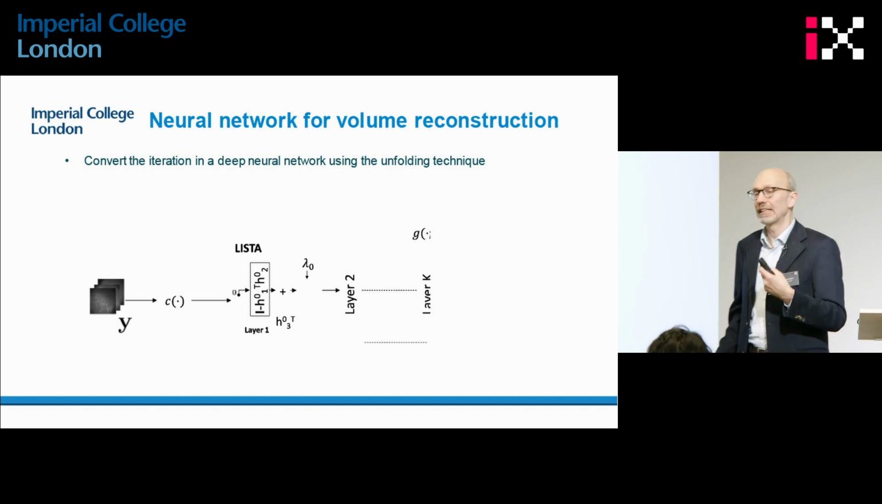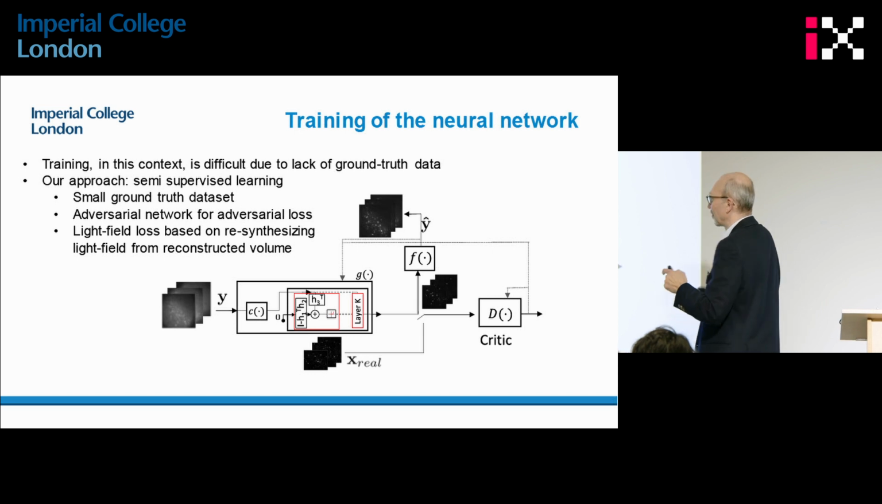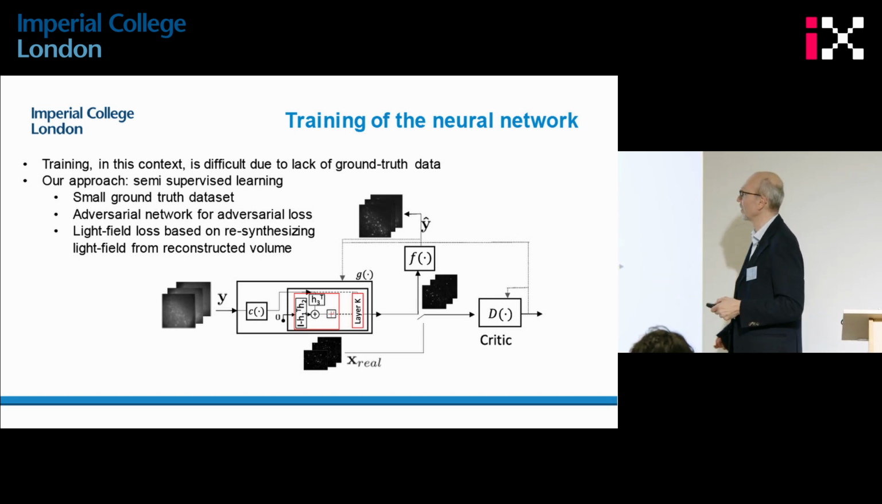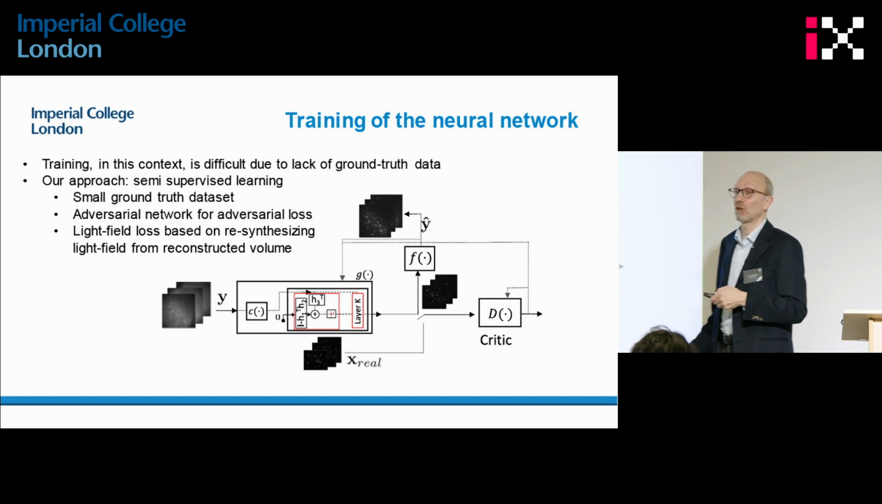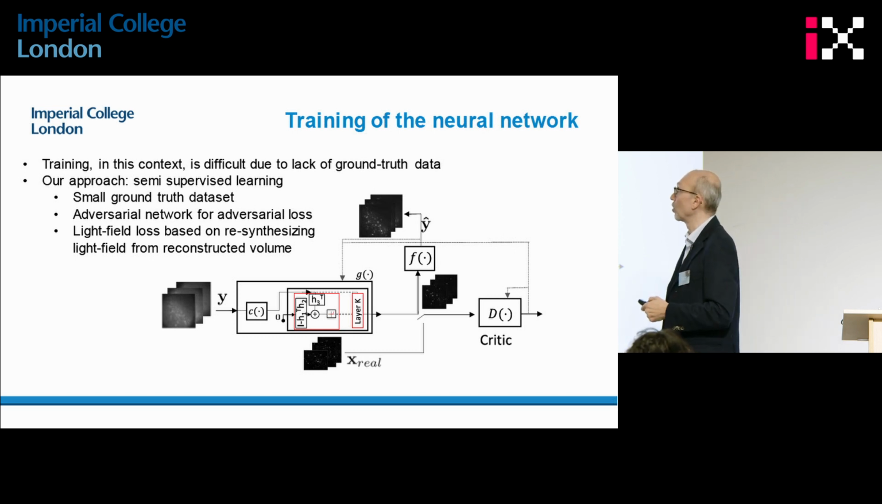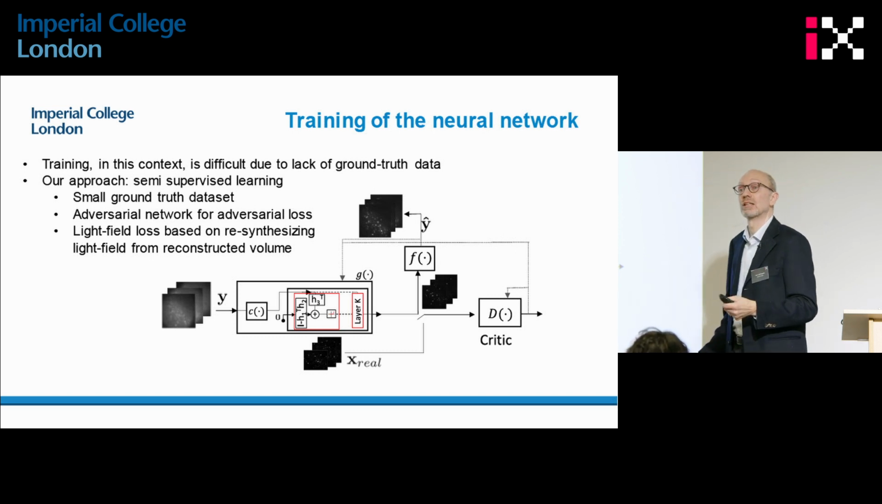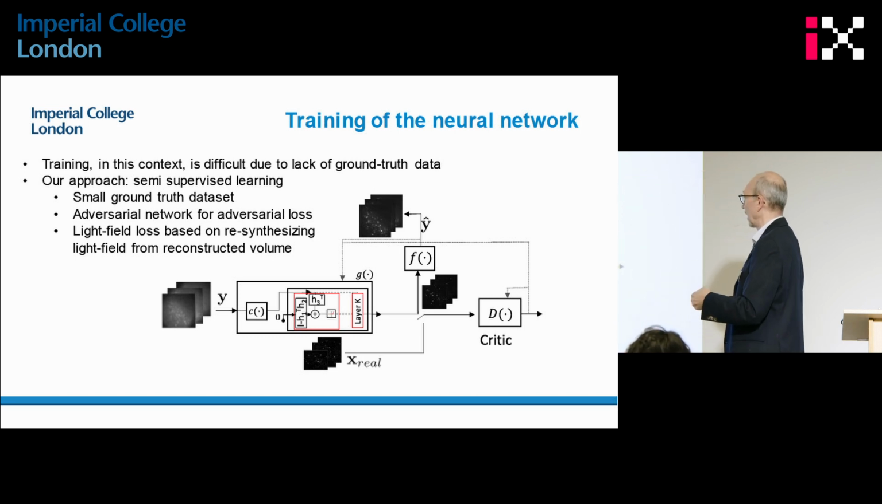Training is a bit complicated because obviously there is a lack of data here. So when it comes to training, we have to use several tricks to get something good. It's a combination: we have a small ground truth data set that we can create, with the light field and the ground truth volumes, so we can do a little bit of supervised learning. We combine it with an adversarial network to create a regularization, so we also train an adversarial GAN, and we do a little bit of self-supervised learning.